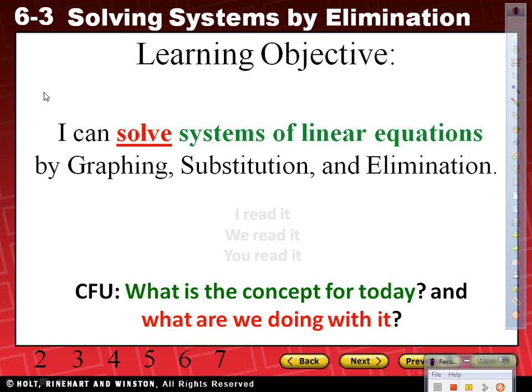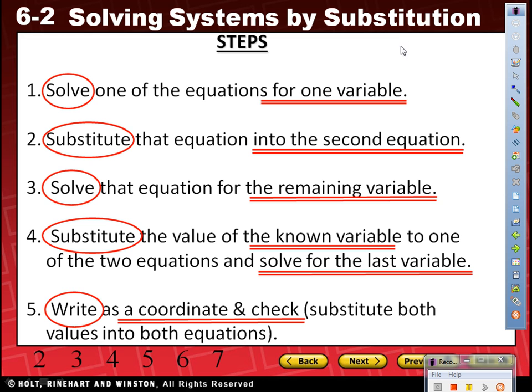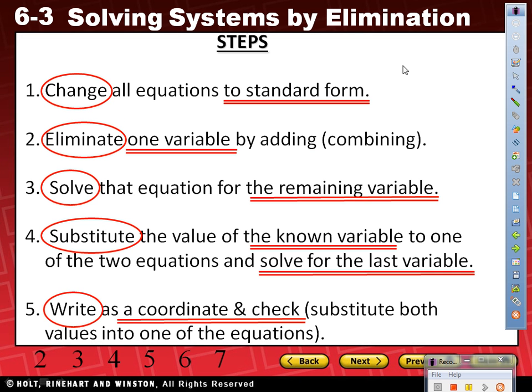For substitution: solve one of the equations for one variable, substitute that into the other, solve for the remaining variable, substitute that variable into the other, and solve for the last one, write as a coordinate, and check. So far, so good? And then yesterday for elimination, we covered changing both equations into standard form, eliminating one of the variables, solving for the remainder, substituting that into one of the other equations and solving, and at the end writing a coordinate and checking. Are we there? All right.